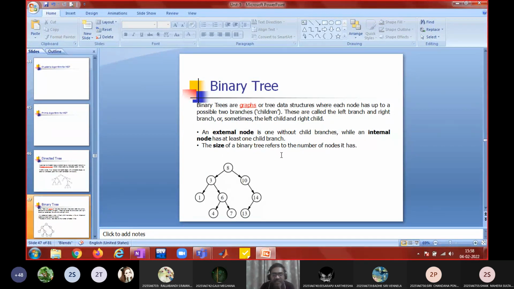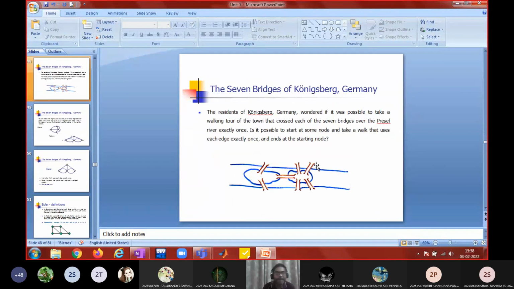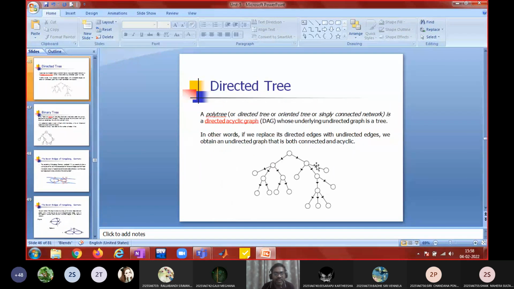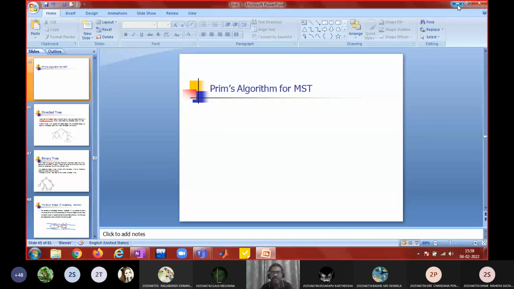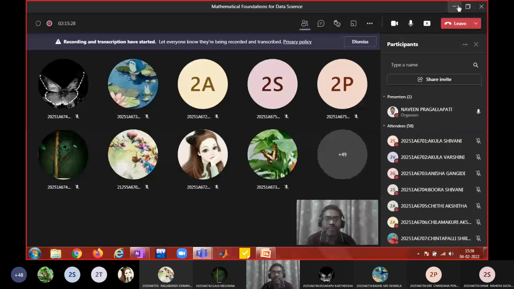Okay, and the size of a binary tree refers to the number of nodes it has. So what is its size? 14, I think. 1, 2, 3, 4, 5, 6, 7, 8, 9. 9 is the size of this tree. Okay, that's it. So these are all the concepts in trees. Okay, so if you can see the syllabus.